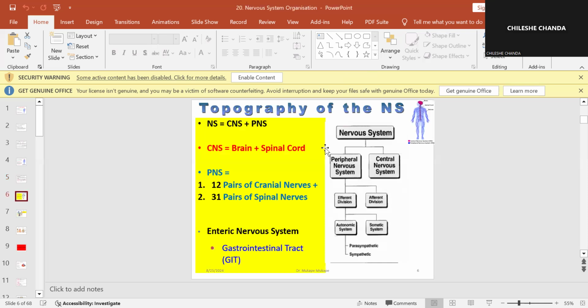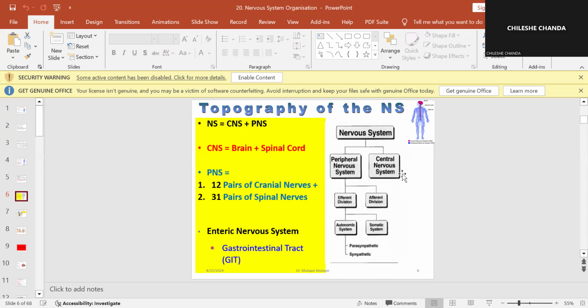Okay, so now let us quickly look at the topography of the nervous system. The topography is just the main divisions of the nervous system. We are saying that the whole nervous system is made up of two main components: the peripheral nervous system and the central nervous system.